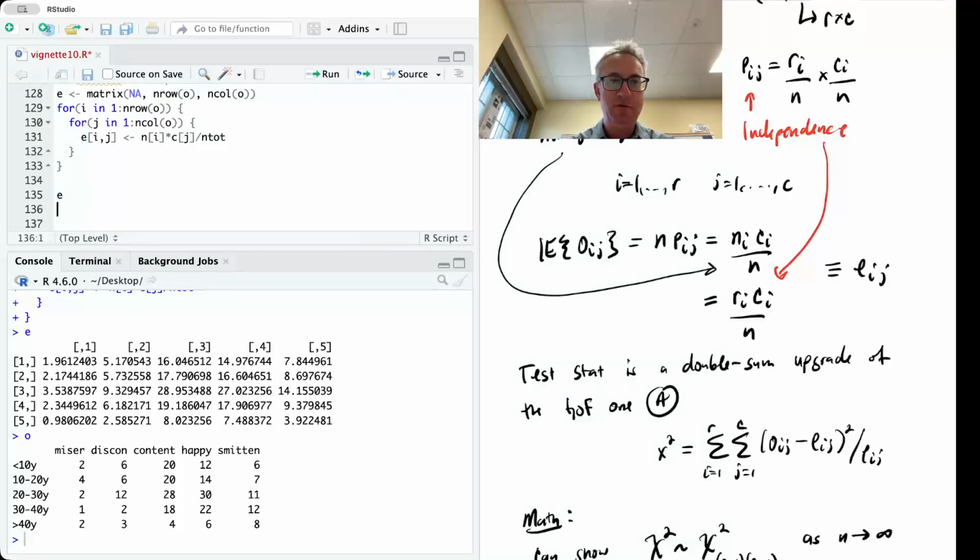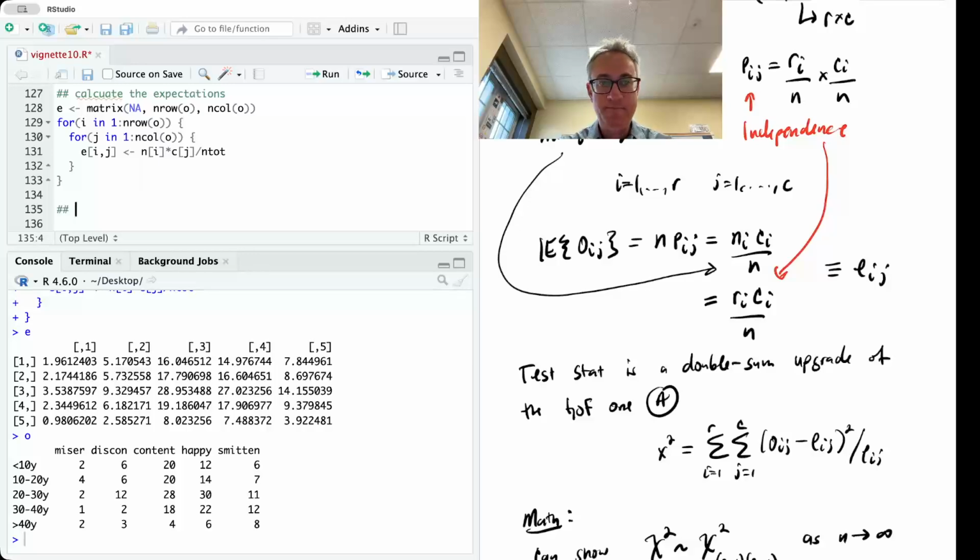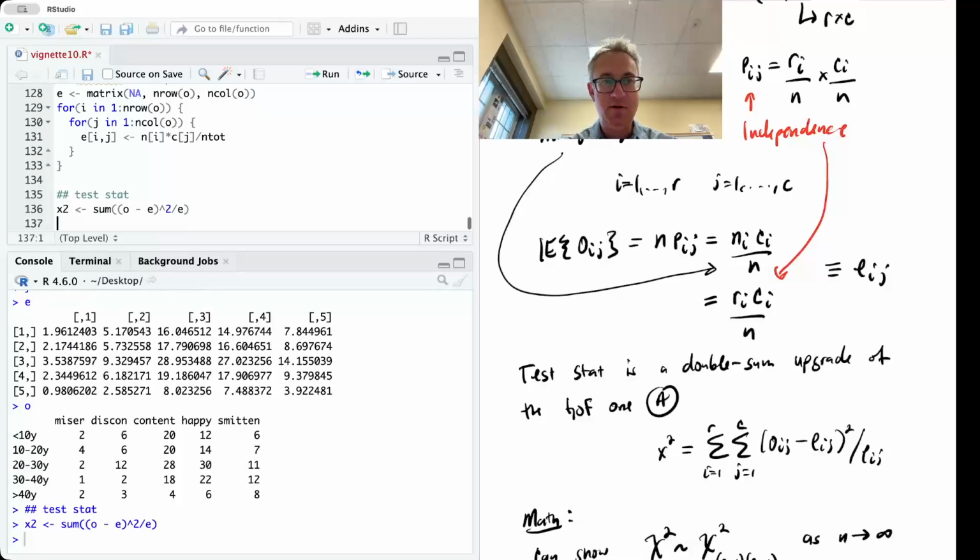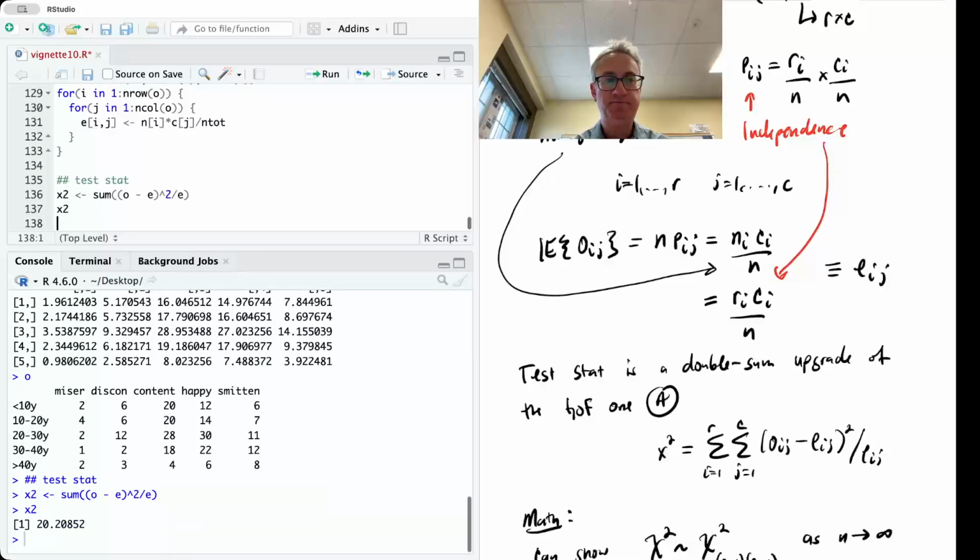So test stat. I'm going to sum observed minus expected, square them, and divide by expected. This is exactly the same formula as in part A, but now it's vectorized over matrices, or matricized if you want, and that's our chi-squared statistic.